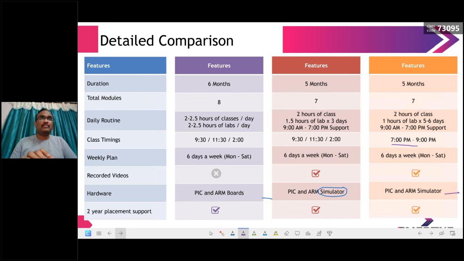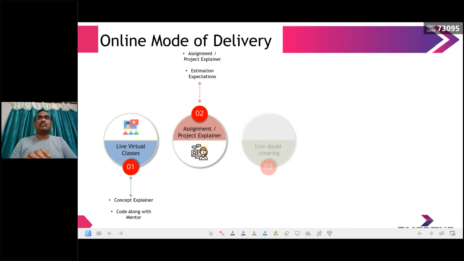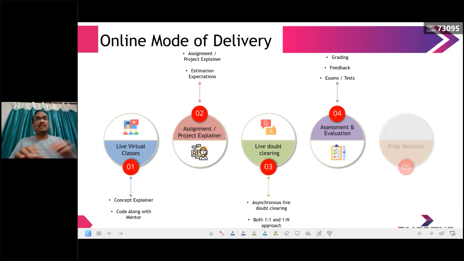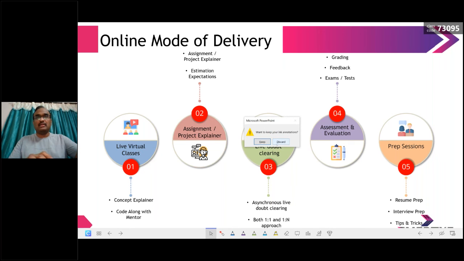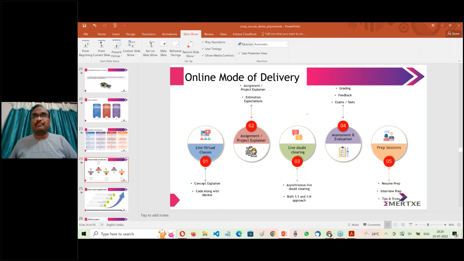Okay, and then the online mode of delivery. This is where how it's going to get delivered comes into the picture. I would request Mubin to show a demo. Let me share my desktop with him, because many of you asked how we will be answering, getting the hardware exposure, doubt clearing and all. Mubin, can you take over?